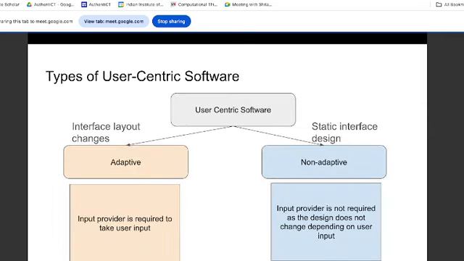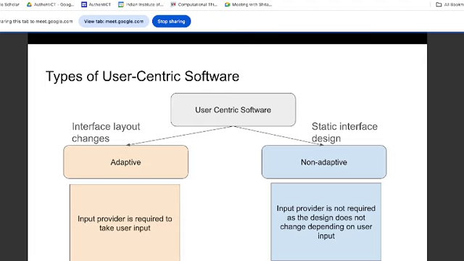Now, there are types of user-centric software. One of them is adaptive and non-adaptive. Adaptive interfaces are the ones where the interface layout changes according to the user action. So an input provider is required to take the user input, because how the user interacts with the system will change the look and feel of the entire interface.